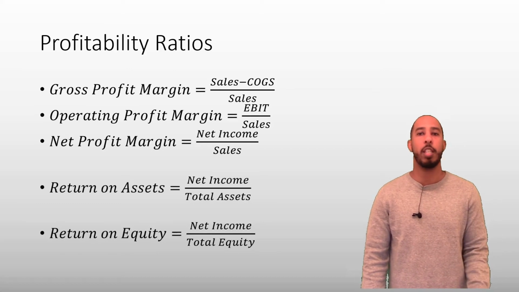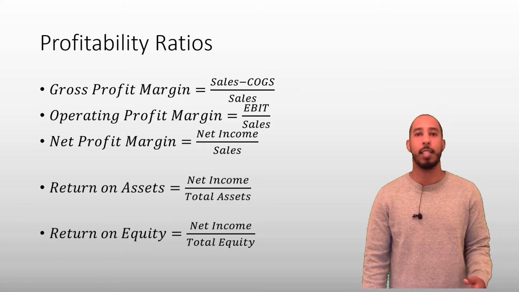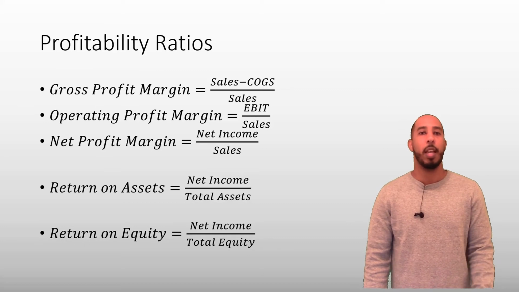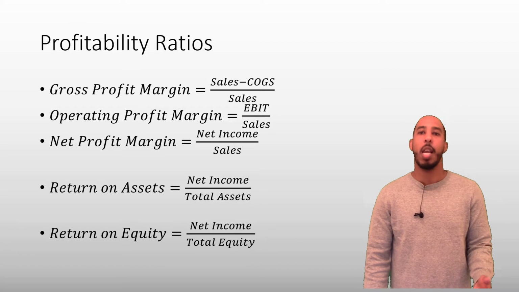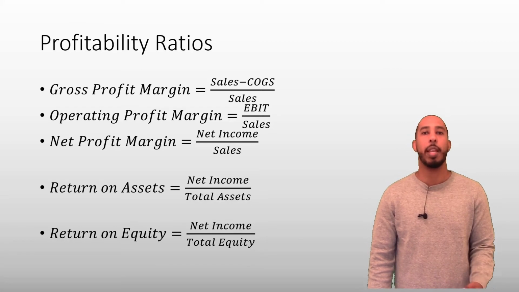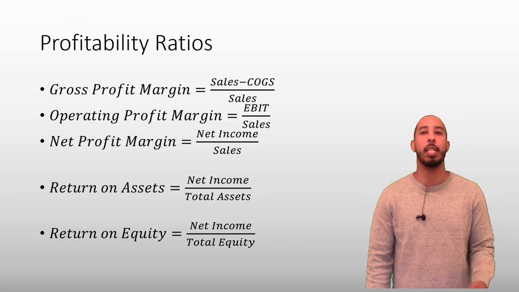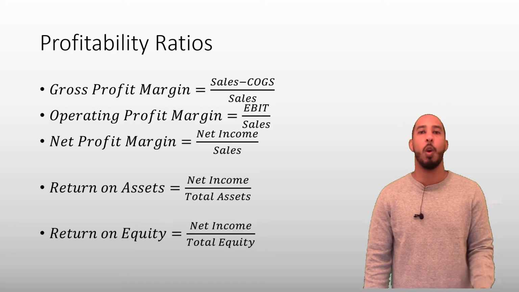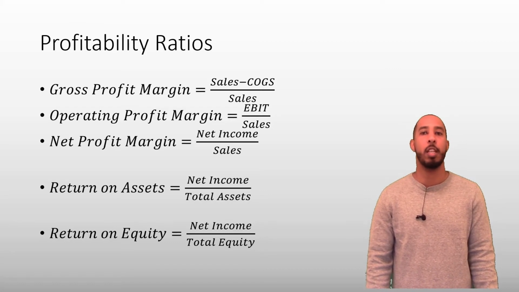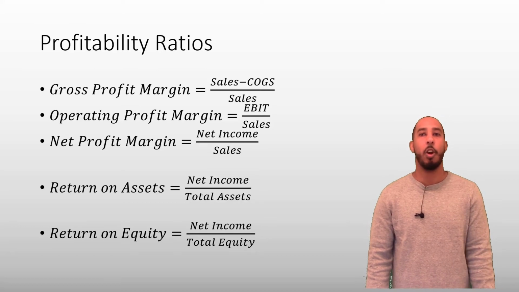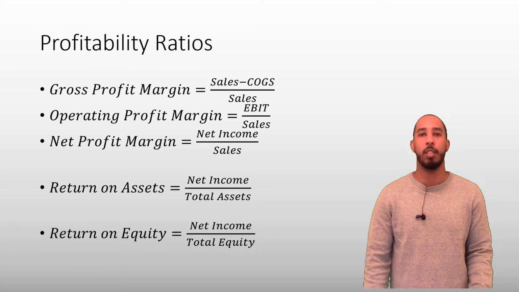For the return ratios, we have return on assets and return on equity. Again, the numerator on both of these is the same. It's net income. However, for return on assets, we're looking at how efficiently the company is using its assets to generate profits, whereas for return on equity, we're looking at how efficiently the company is using equity to generate profits. A larger number for both of these ratios is typically better.